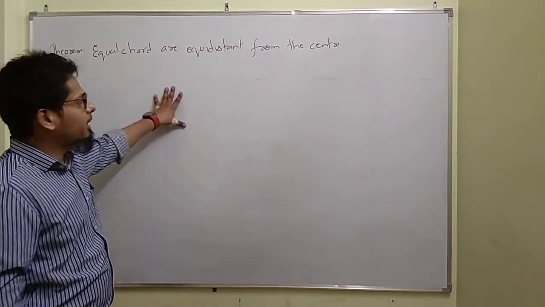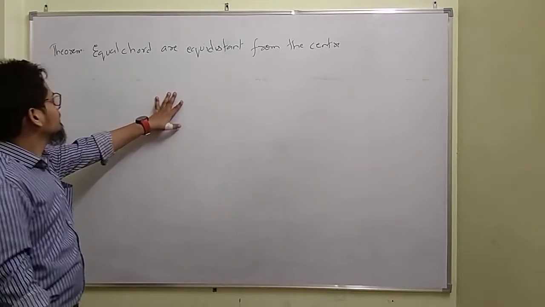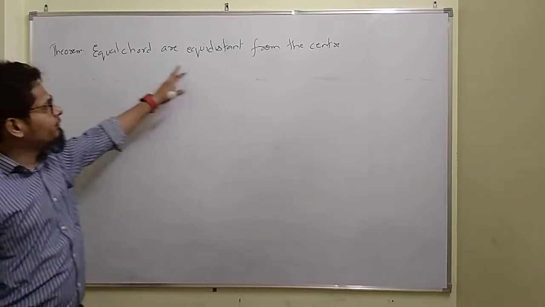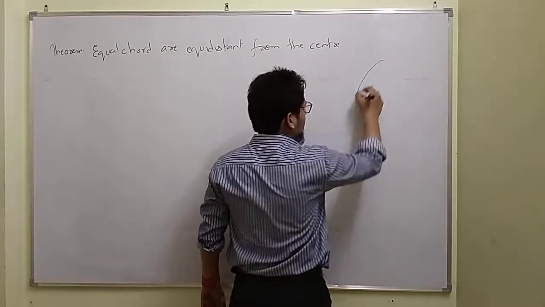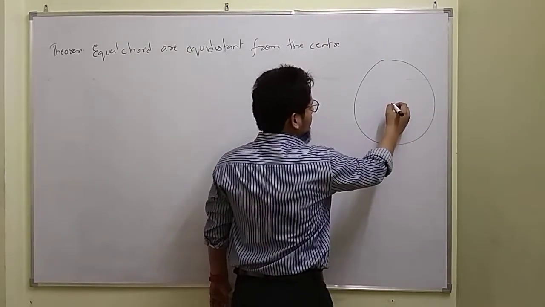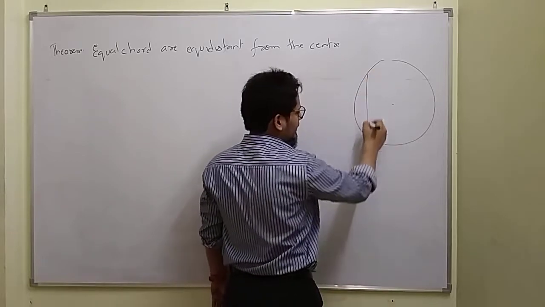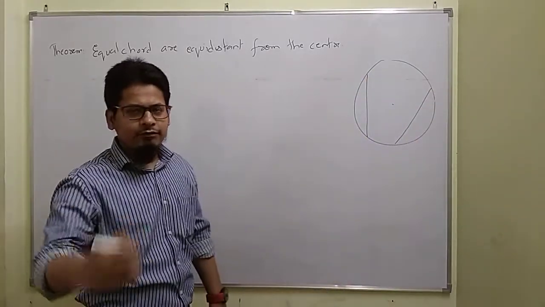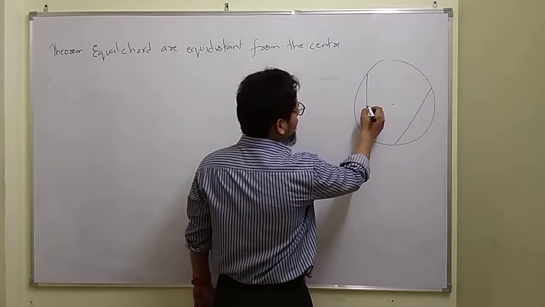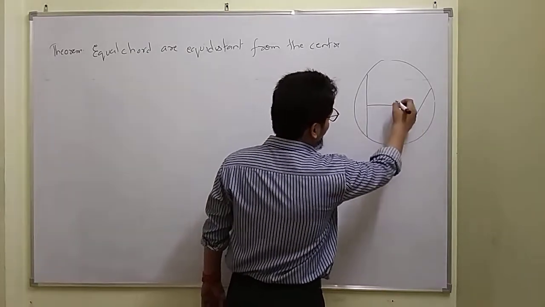Class, now I just cited the first theorem of this part. Equal chords are equal distance from center, right? So for this one, I'm drawing one figure here. It is a circle, and we have the chords are equal. Both chords are equal. We have to prove the distance of these chords from center are equal, right? This thing we have to prove.